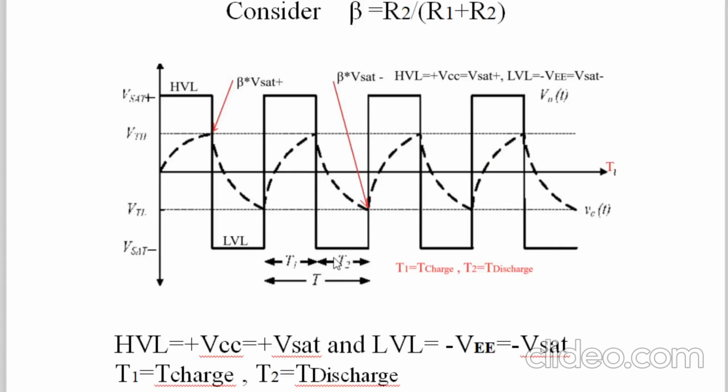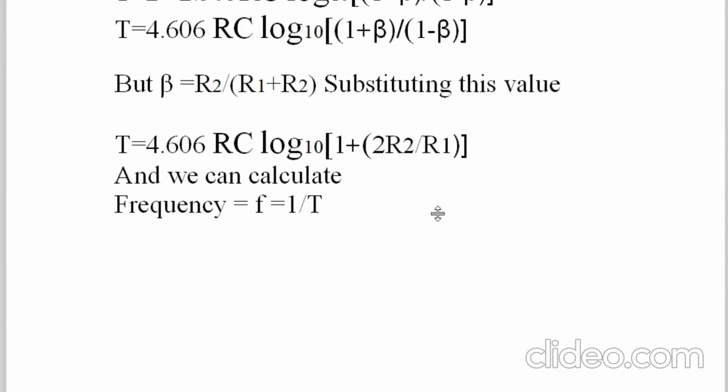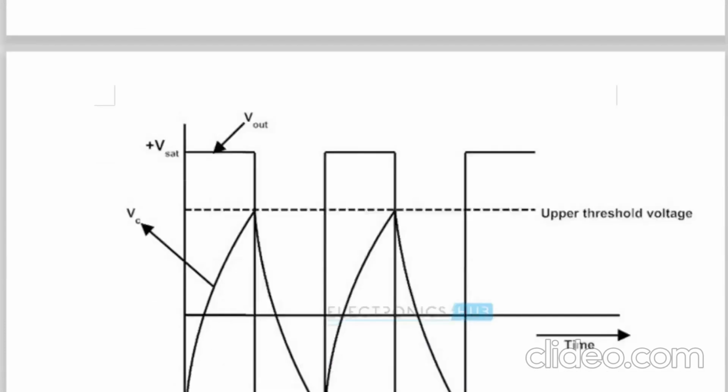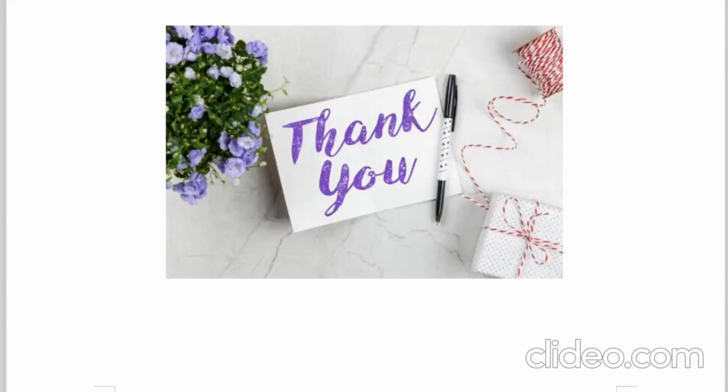So if you know the total time, then frequency is very simple, because F is equal to 1 by T. In this way, you can understand that there is very simple logic. Now this is another diagram, but in this diagram there is a problem, so you don't go to that diagram. I think I have covered everything. Thank you very much for watching the video. I hope that you understood astable multivibrator design by using IC741.